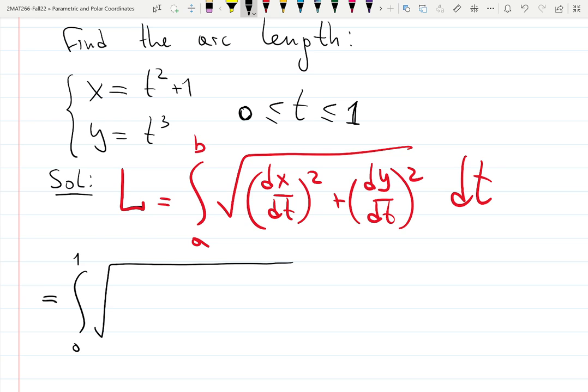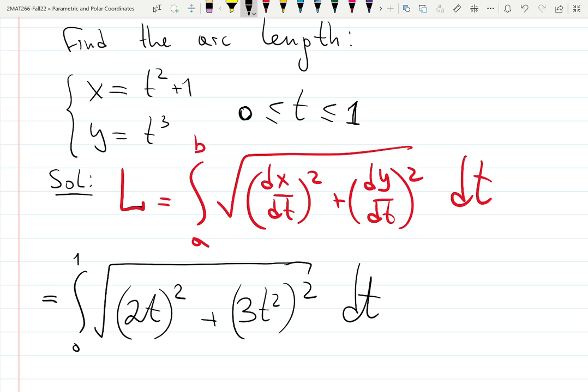Derivative of any function. Who wants to tell me everything? Just tell me everything. 2t, that is the derivative of t squared plus 1, plus t to the 4 over 4. 3t squared, good job. 3t squared, squared, thank you. dt, good job.